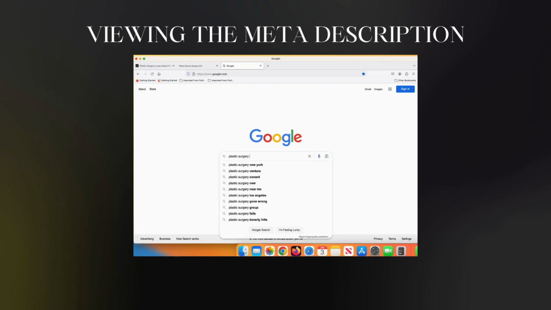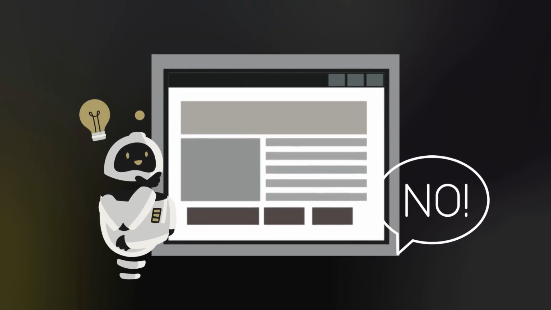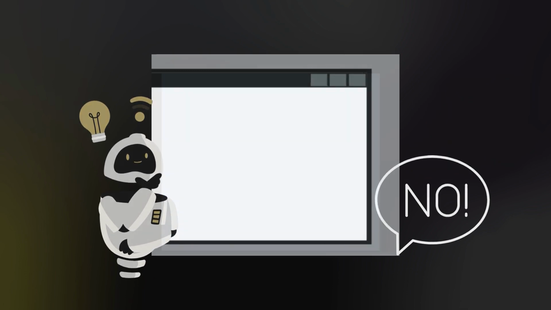Now, when we go back to our search engine like Google and search for our website, you will see the meta title set up in blue, and underneath it will be the meta description that we just created. It is possible that Google will automatically alter the meta description to try to better align to what they believe the searcher was intending to search for.